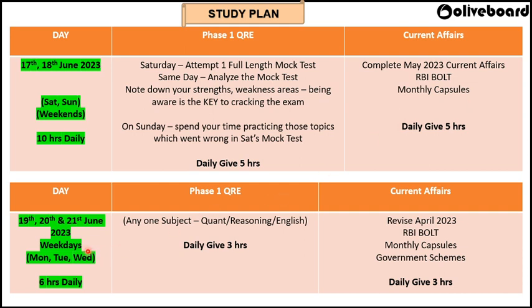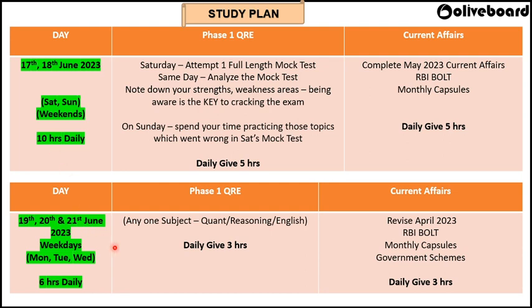Now, moving on to the next set of 3 days here, 19th, 20th, and 21st of June. These are weekdays. So we are also keeping in mind the possibility of working professionals having less time. So we're not going ambitious here. And Saturday and Sunday, yes, we did go ambitious with a target of 10 hours daily.